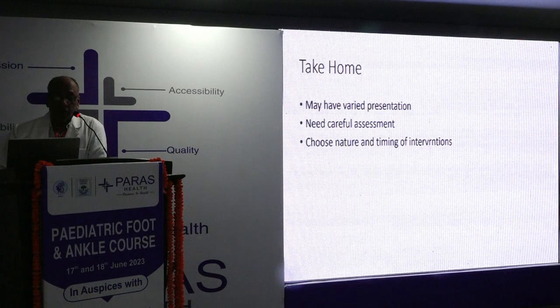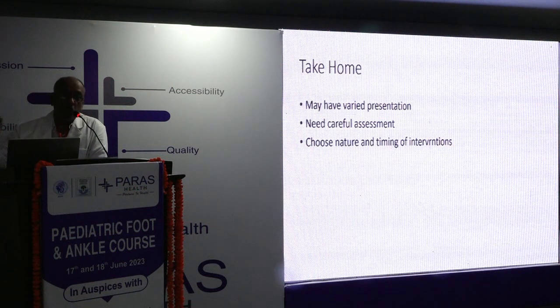So I think you can have varied presentations with these neglected injuries. I think you need to assess them carefully and then choose the nature and timing of your interventions. There'll be some situations where really doing anything will be pointless, and you end up doing salvage procedures later. But where you can change the course of the malunion or the prognosis in the long term, then it's worth intervening. But you have to decide when and how to intervene in those situations.